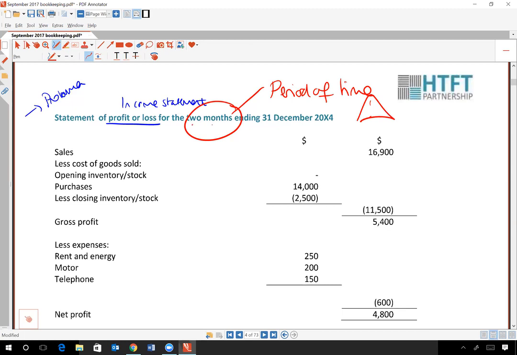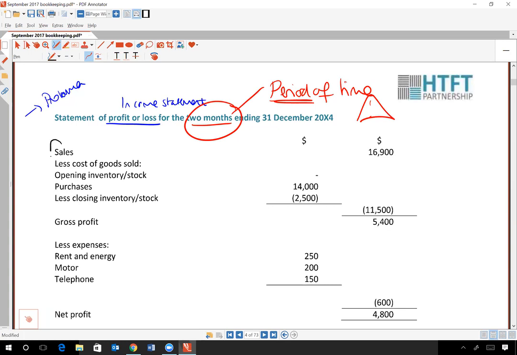Now, it can be any time frame. This example is 2 months. Normally, it's 12 months. But some of you guys might have to look at the performance on a weekly basis, a monthly basis, 6 monthly basis, 12 months, etc. So the key thing is, it's not just about one day, it's a period of time. And this is broken down into categories.